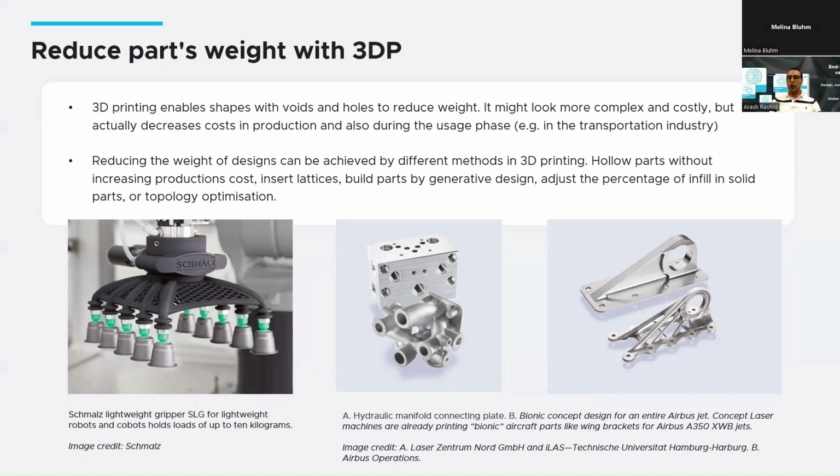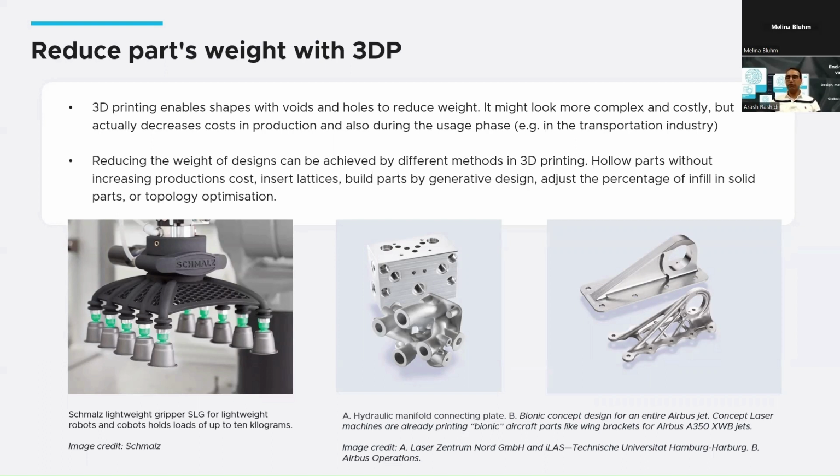Especially, for example, if you look at grippers for robots, the lighter the part, the less energy or power you need to move the arm, and so it means that you save operating costs on the robot. So how can we reduce the weight of the parts?